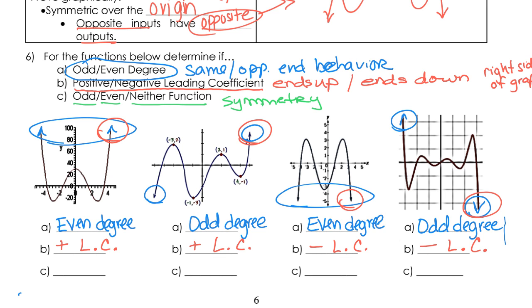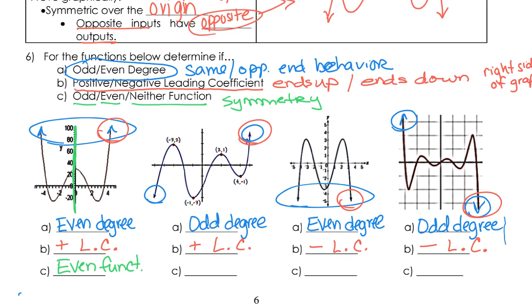All right, so in part C here, we can see that this graph, if we fold it along the y-axis, I think you guys can see that the left-hand side, when folded over the y-axis, matches up with the right-hand side. And in this case, this would be what we call an even function. So not only is it an even degree, it is also an even function.